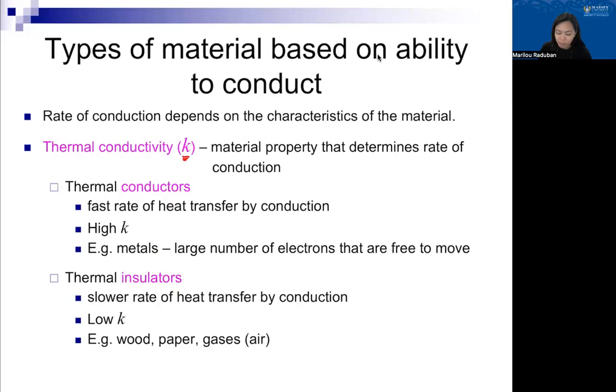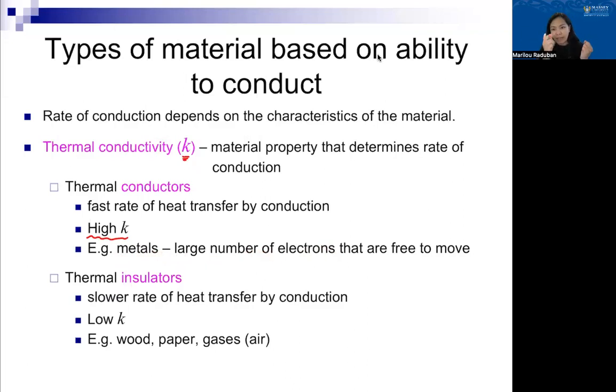As the name implies, thermal conductors are materials that can easily transfer heat by conduction, meaning they have high values of thermal conductivity k. So the higher the value for thermal conductivity, the easier it is to heat up that object, because the easier that object will acquire thermal energy. A good example of thermal conductors are metals. And metals are good conductors because there are a large number of electrons that are free to vibrate.